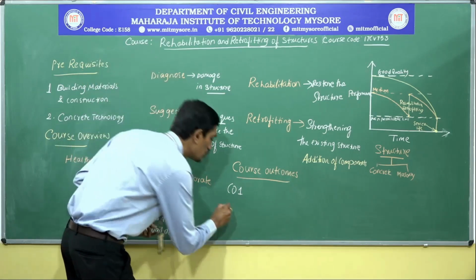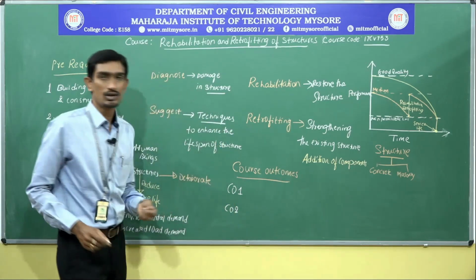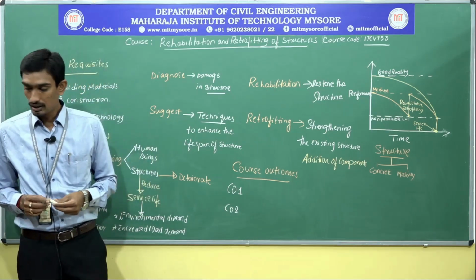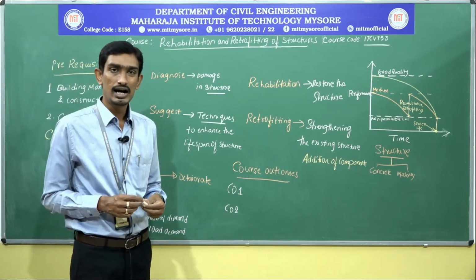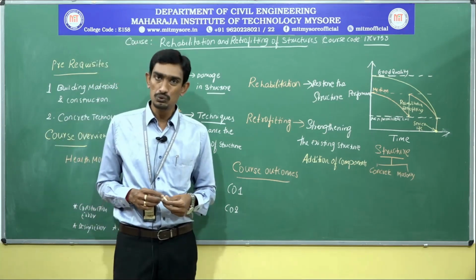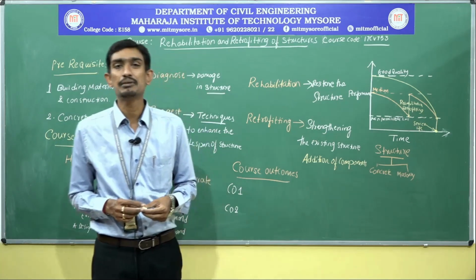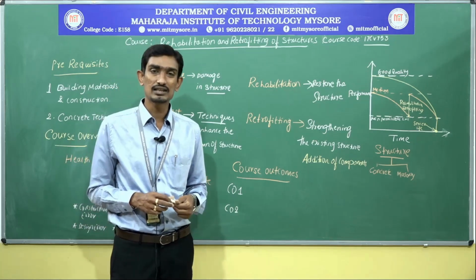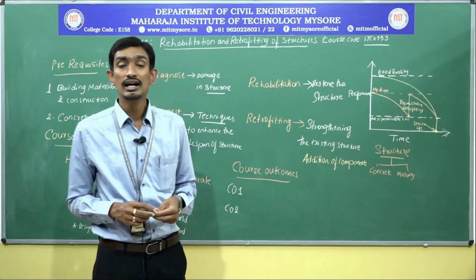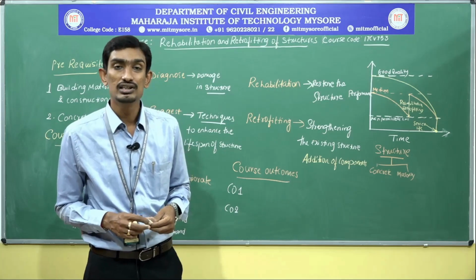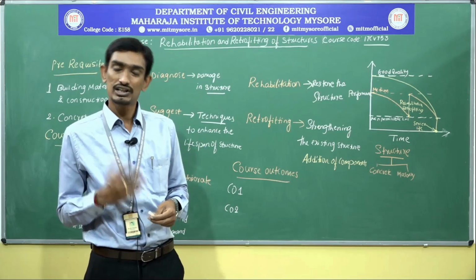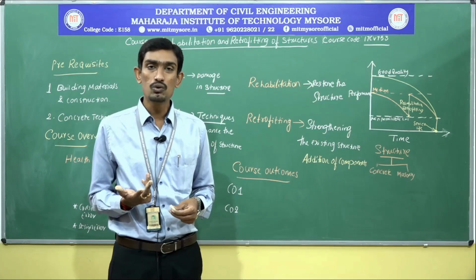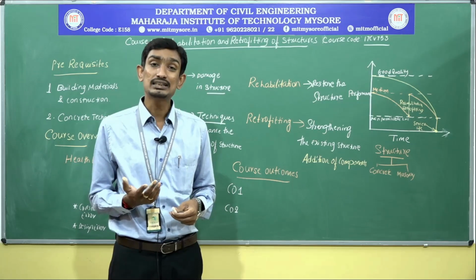Next, course outcome number 2 is choose various assessment techniques to diagnose the damage occurred in structures. In the first CO, you came to know about the causes. In course outcome number 2, you are going to choose the assessment technique.